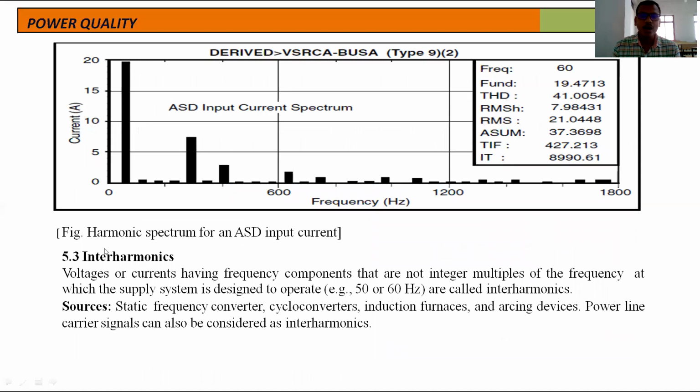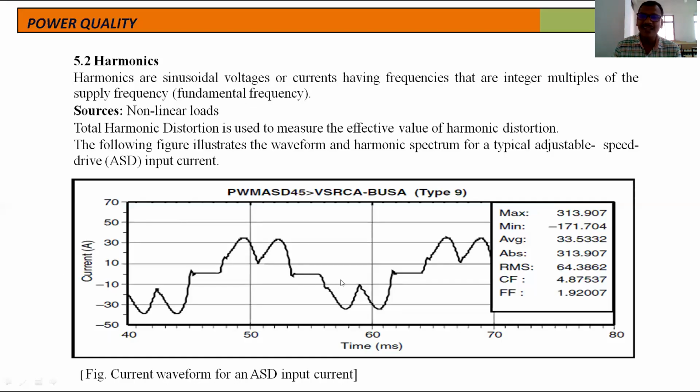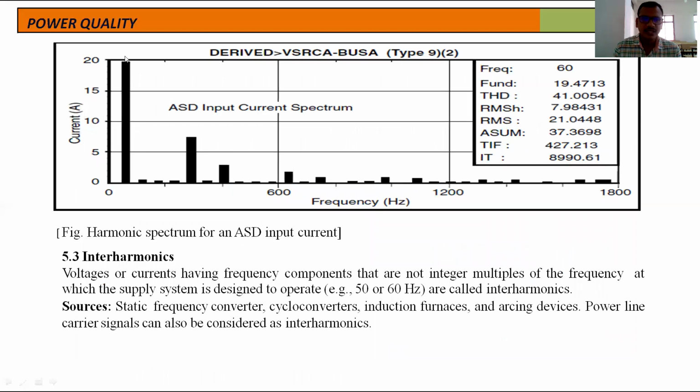Here you can see the harmonic spectrum for an adjustable speed drive input current. Okay, the same harmonics when you analyze as a spectrum, see the ASD input current spectrum. Okay, for a frequency of 60 Hz, the fundamental component is 19.47. THD, total harmonic distortion, is how much? 41%. Okay, so 41% is the total harmonic distortion. Harmonic content RMSH 7.9, RMS 21. Okay, like this.